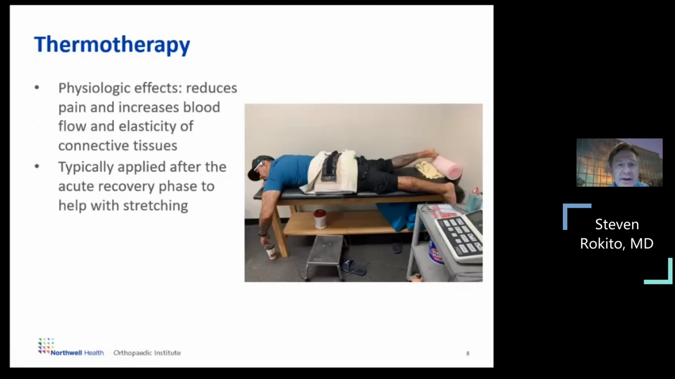Thermotherapy. Heat reduces pain and increases blood flow and the elasticity of the connective tissues. Typically, we use heat after the acute recovery phase to help with stretching.